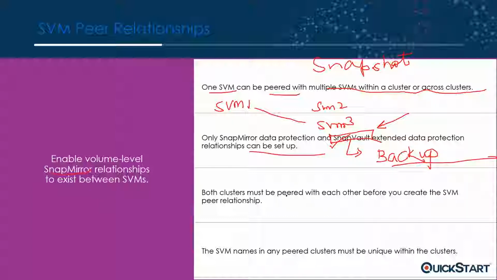Both clusters must be peered with each other before you create this. This is another guideline for you: don't try to do SVM peering until and unless cluster peering is done. Another important thing to remember here, and I picked up all these points because I've always had these questions in the class or from consultants who say they are having issues: the SVM names in any peered clusters must be unique. Otherwise it creates errors.